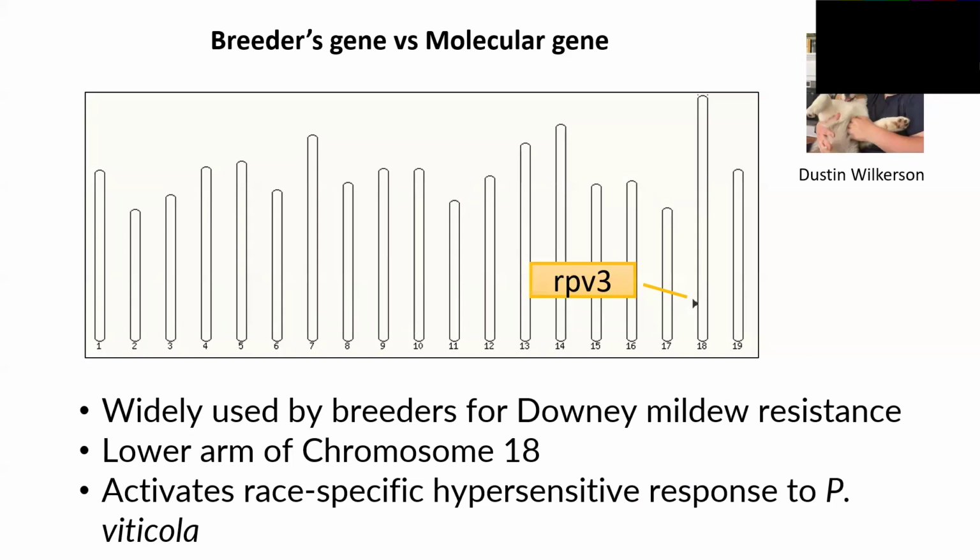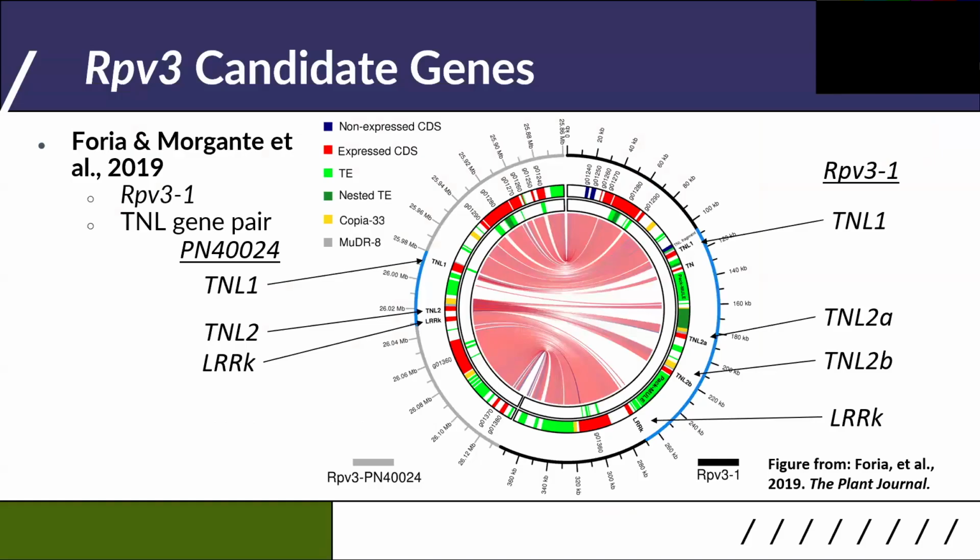So I'm going to talk about this RPV3 gene locus, which is widely used by breeders for downy mildew resistance. It's located on the lower arm of chromosome 18. This work is by Dustin Wilkinson in my group. The candidate gene for RPV3 was discovered in a 2019 paper from the Italian group, Foria and Morgante's group. Basically, through a transient expression system on the leaf, they showed that two genes, TNL1 and TNL2, are responsible for the resistance in the RPV3-1 locus.